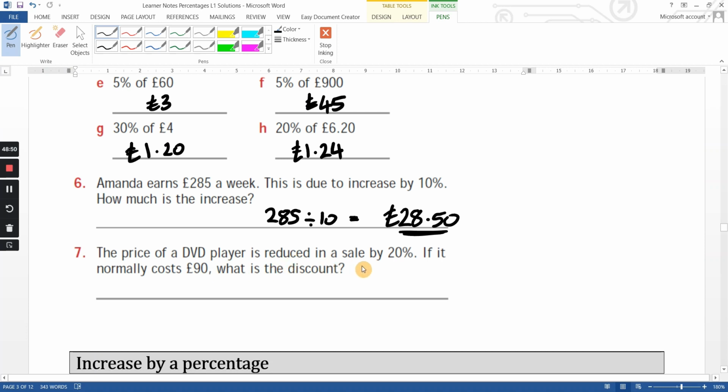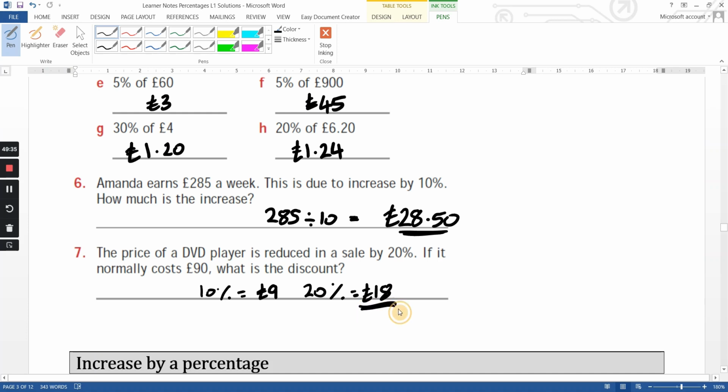Price of a DVD player is reduced in a sale by 20%. If it normally costs £90, what is the discount? So just be careful with this. They're asking just the discount, which is 20% of 90. So 10% would be, 10% is £9. So 20% would be £18. Yeah, and that's your answer.